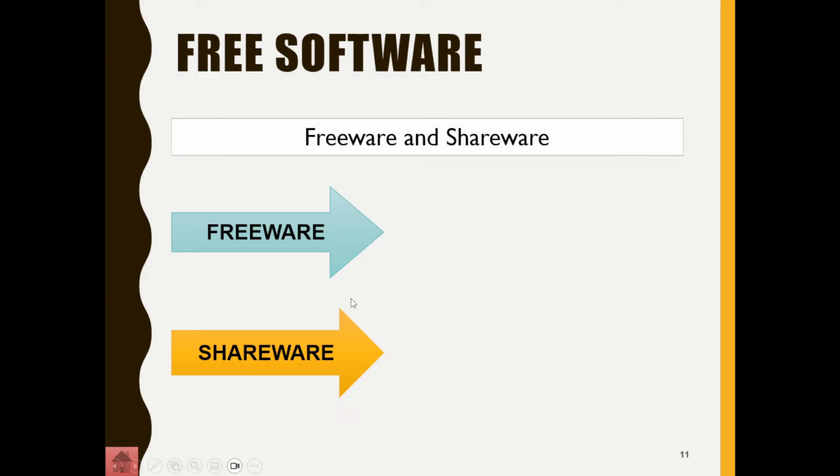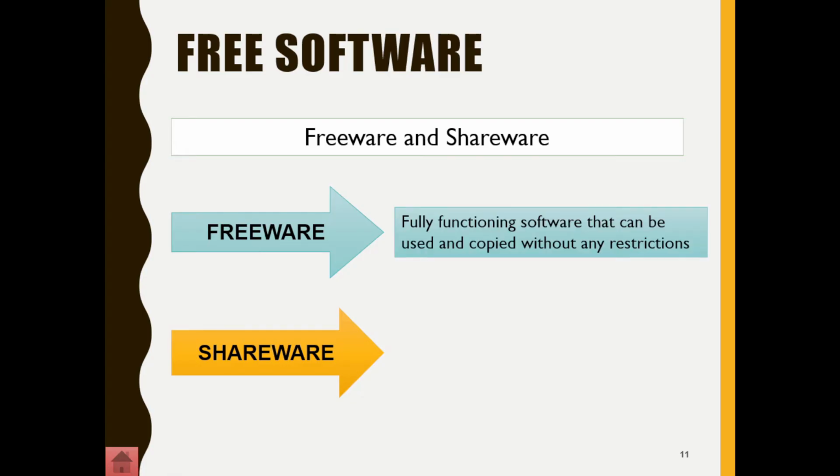So again, just break up this term. Ware refers to software. So we know this is a program. This one is completely free. This one is free for us to download, to use, to distribute, to do whatever we want to. It's fully functioning software, right? So it means it's the entire program that can be used and copied without any restrictions.